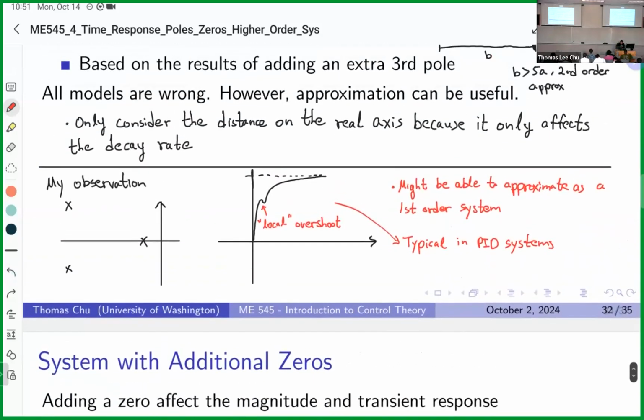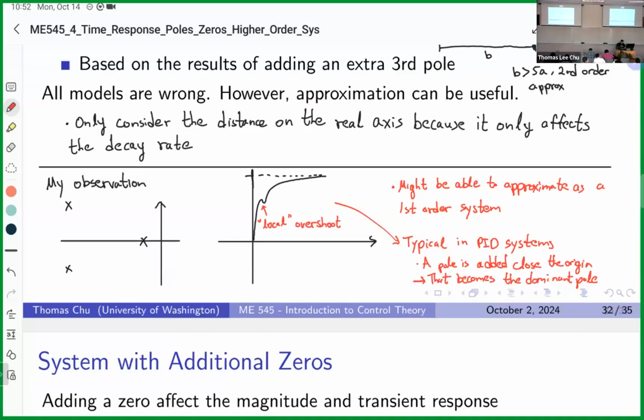So we'll talk more about that in chapter 9, I believe. It's compensator design. But for now, that's just because a pole is added close to the origin. So then that becomes the dominant pole. So the dominant pole is going to be the pole that's closest to the origin.